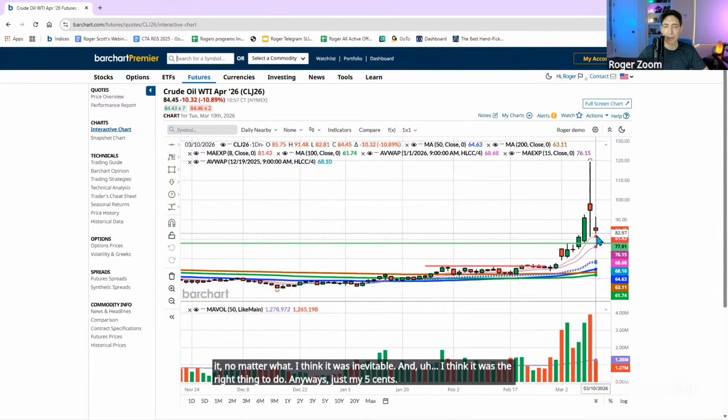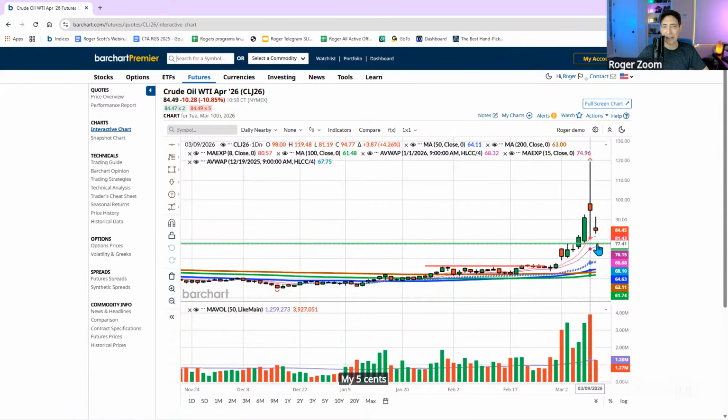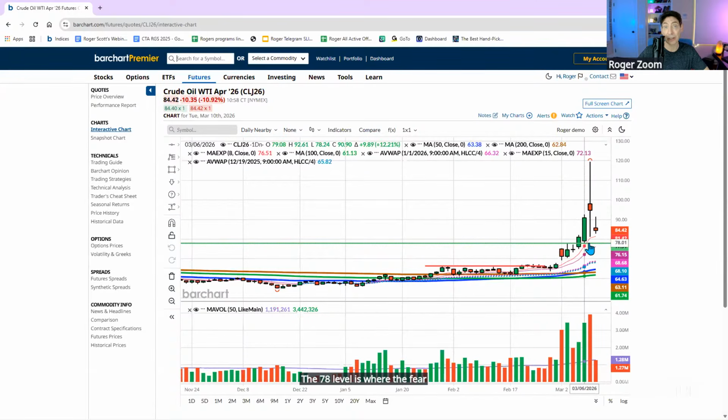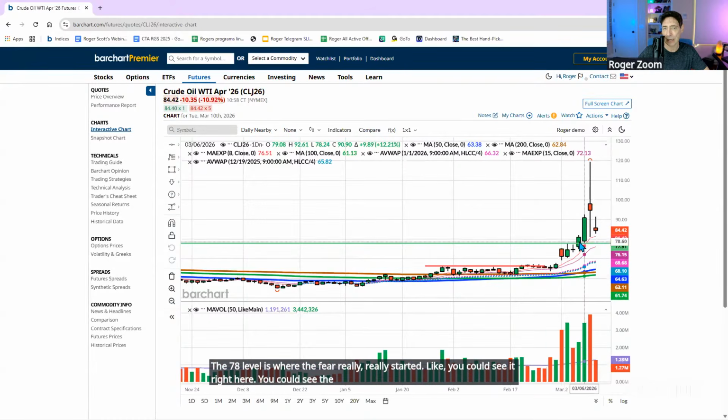Anyways, this is the level on crude oil we need to break: 77.61. We really do need to break that level, or at least start coming near it. I'll take what I'm seeing right now. This is fantastic, but I'd really like us to trade below this bar right here. The 78 level is where the fear really started. You could see the catalyst happen right here, and I want to see it come off that level.